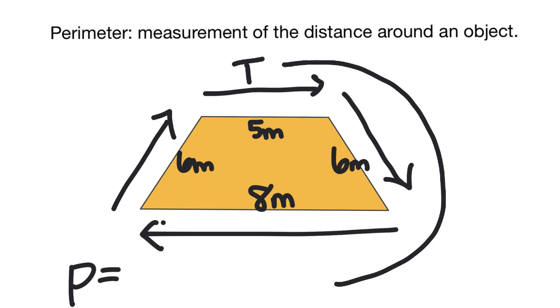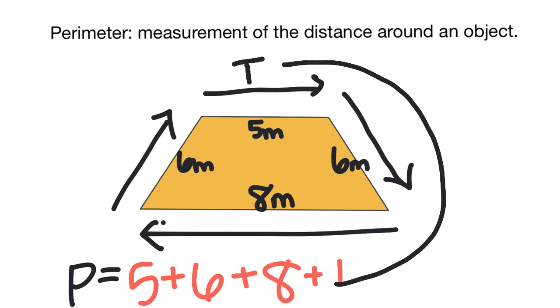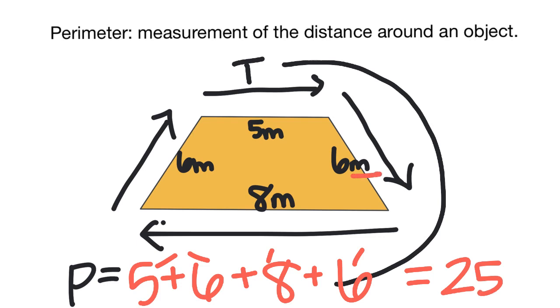So I wrote P equals, and we have a trapezoid. So P equals 5 for the top, 6 for the right side, 8 for the bottom, and 6 for the left side. So what I'm going to do is add those up. 5 and 6 is 11, plus 8 would be 19, plus 6 would be 25. When I look at the figure again, M is meters. And I don't square this, I don't cube this, I don't do any exponents with this. The perimeter of this shape will be 25 meters. That's it. That's all you're going to write.